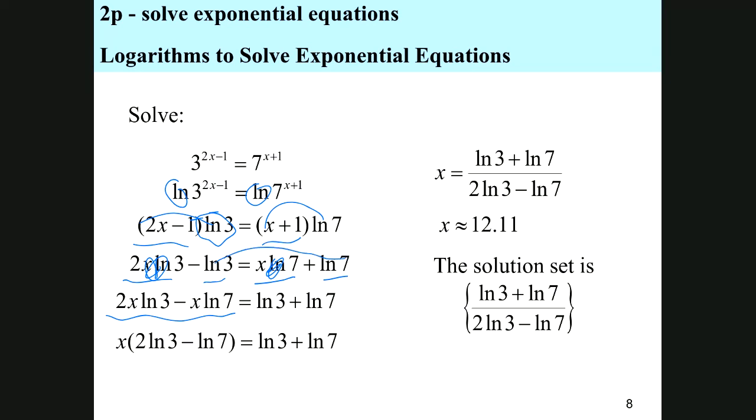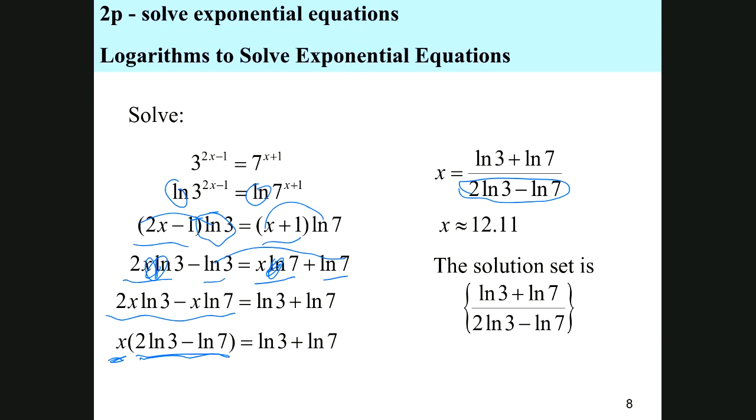Now that I have these two expressions on the left that have an x, I can factor out the x. And that'll leave 2 natural log of 3 minus the natural log of 7. All of this in the parentheses is just a number, right? We could put all that into the calculator and get a decimal approximation if we wanted to. But for right now, we're just trying to solve for x, so we're going to divide both sides by everything that's in the parentheses. And that's why it just ends up down here in the denominator. That is our exact answer.